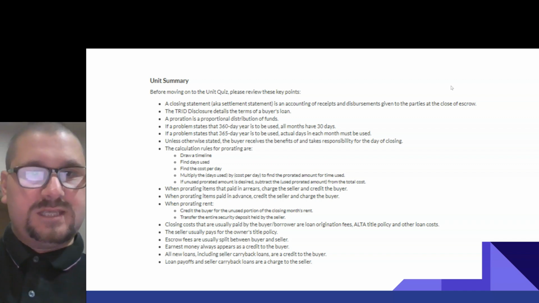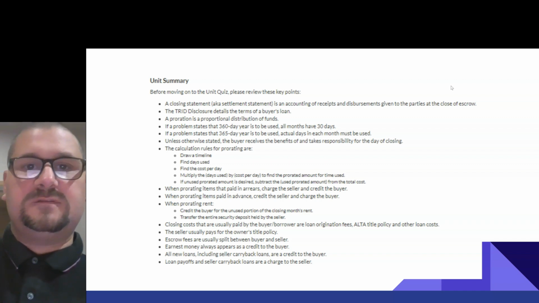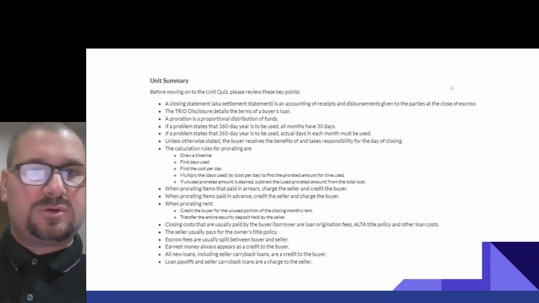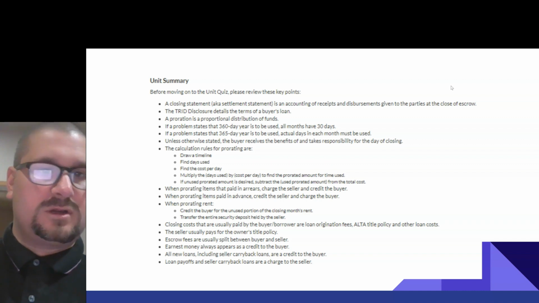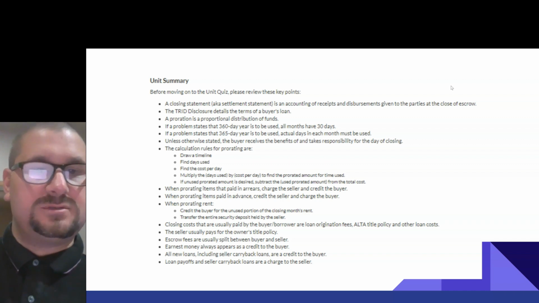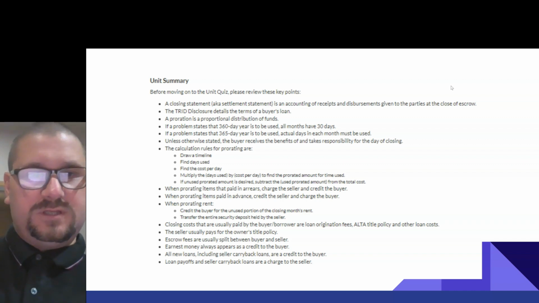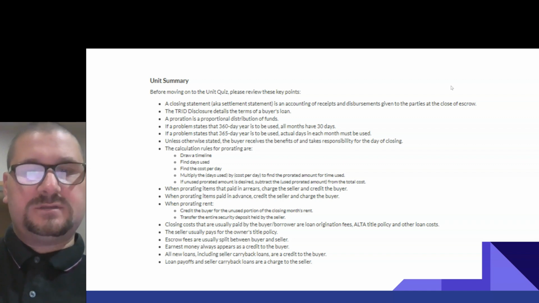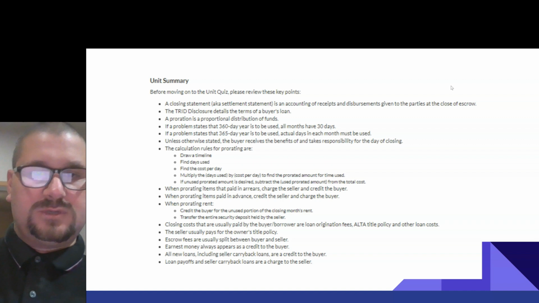Unless otherwise stated, the buyer receives the benefits of and takes responsibility for the day of closing. The calculation rules for prorating are to draw a timeline, find the days used, find the cost per day, and multiply the days used by the cost per day to find the prorate amount for time used. If the unused prorate amount is desired, you want to subtract the used prorate amount from the total cost.